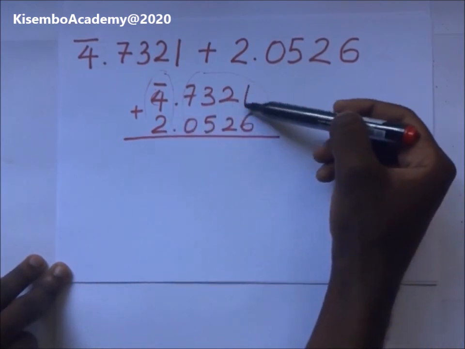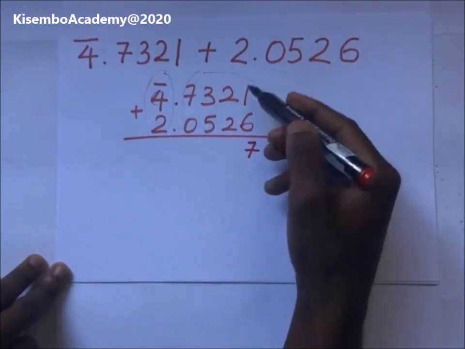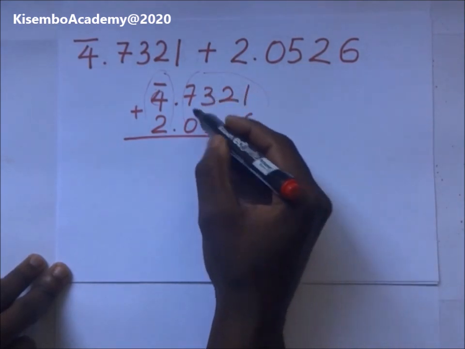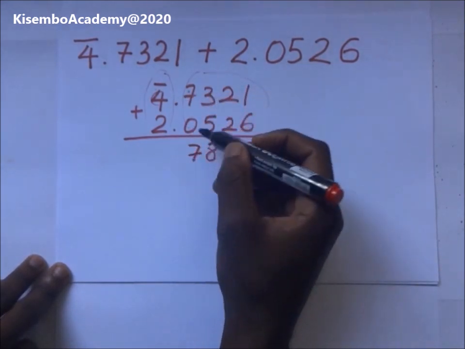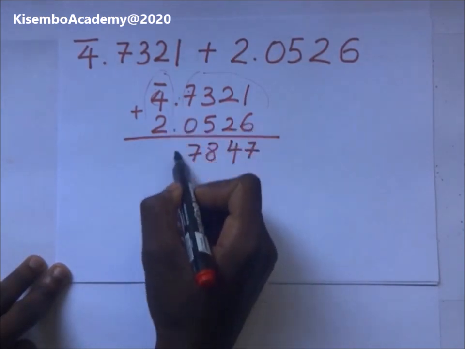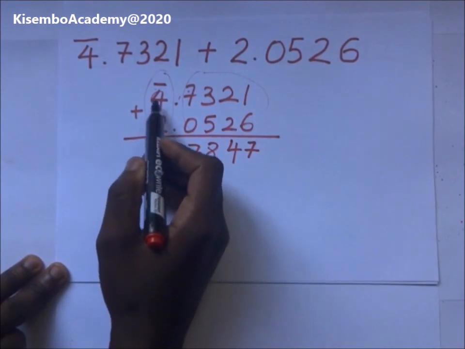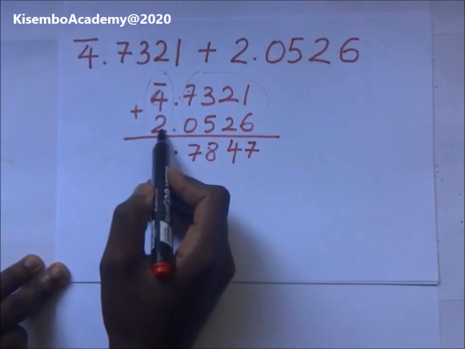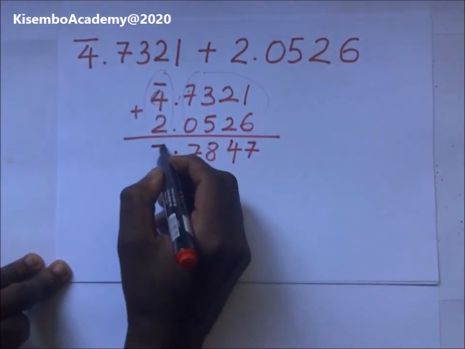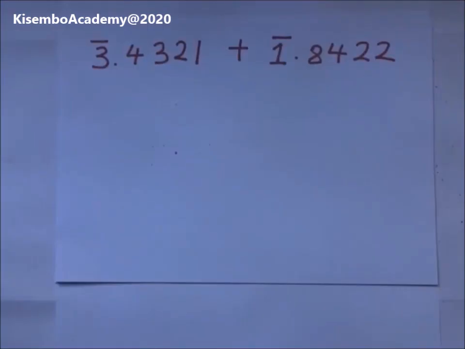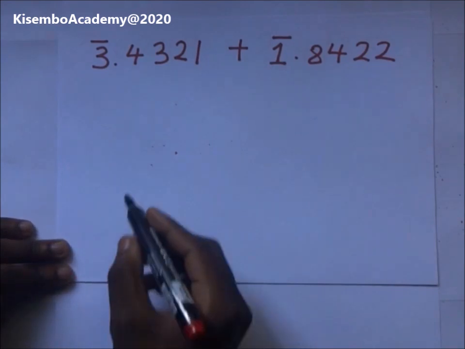So when you're adding, this is 6 plus 1, which is 7. 2 plus 2, which is 4. 5 plus 3 is 8. 7 plus 0 is 7. Then we have our decimal point right there. Then now here we're having negative 4 plus 2. Negative 4 plus 2 is going to give us negative 2, and we shall write it like that as 2 bar.